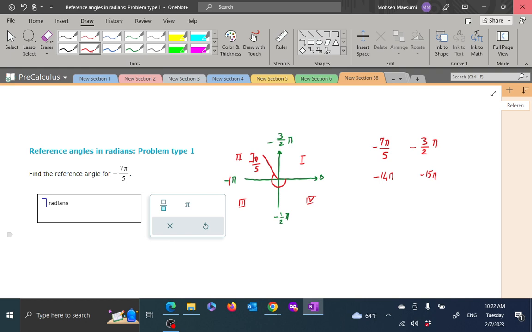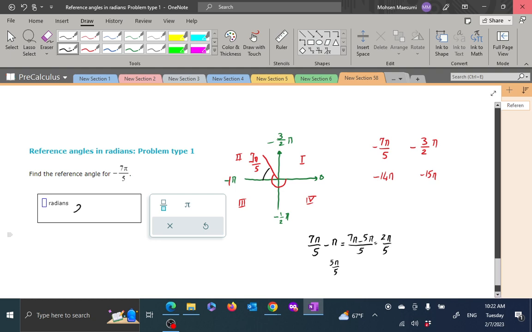Okay, the question is, well, what is this angle? What is that angle? So I take 7 pi over 5, subtract the pi from it. So I take a common denominator, 7 pi, and then how do I make a common denominator? This becomes, of course, 5 pi over 5. Multiply and divide by 5. So this becomes 2 pi over 5. My extra angle here is 2 pi over 5.